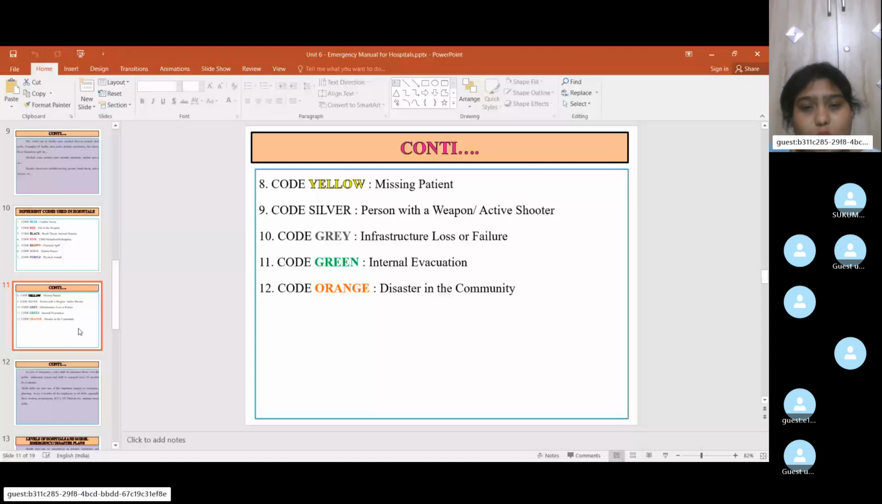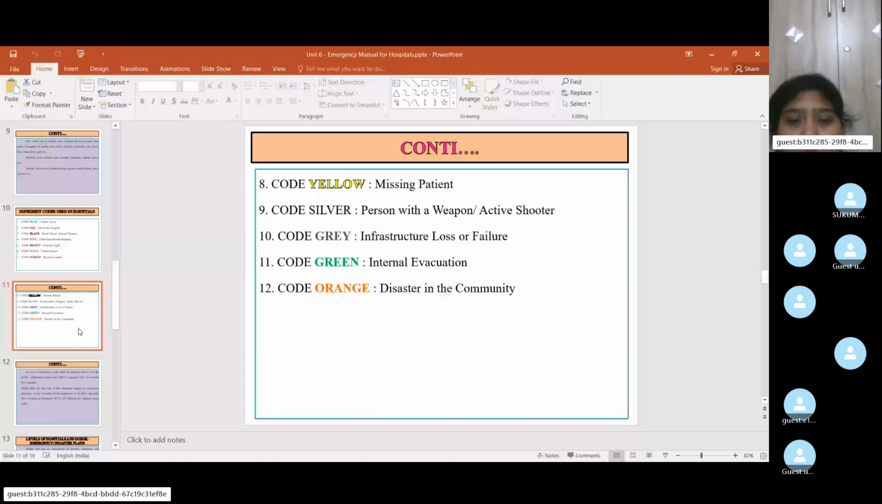Then code green. Code green is internal evacuation due to, for example, the best example I can give you is any spillage of chemicals or leakage of gases that are hazardous, then code green is activated. And also it can be due to leakage of any chemical materials.